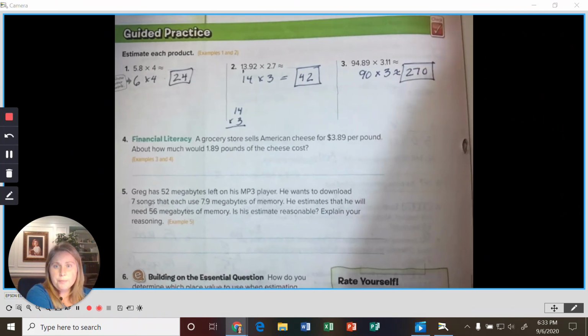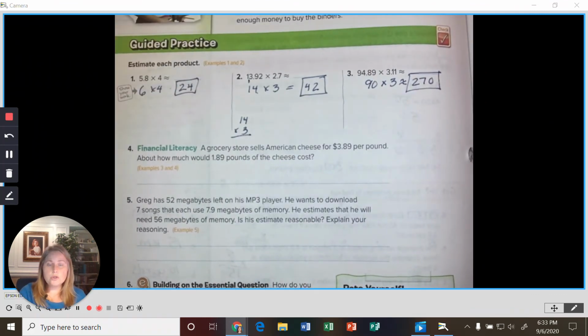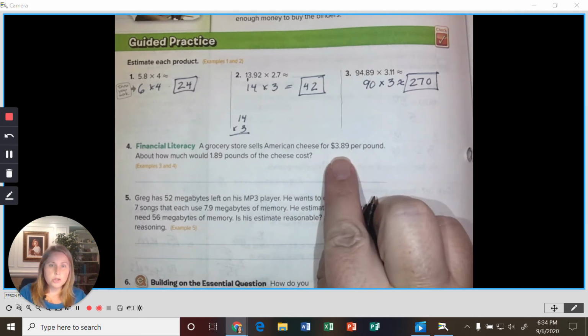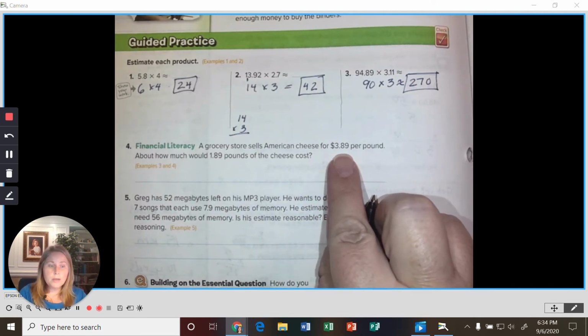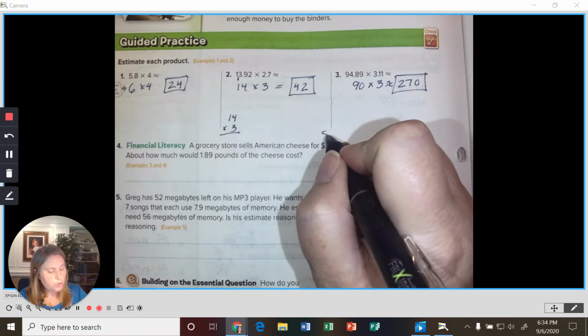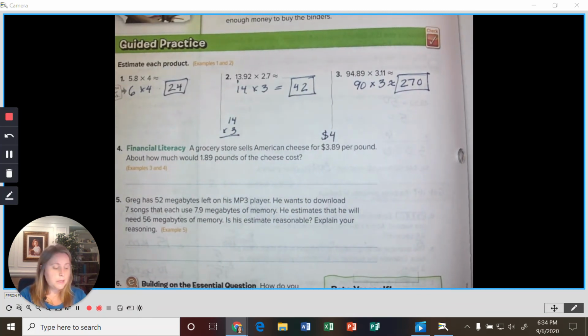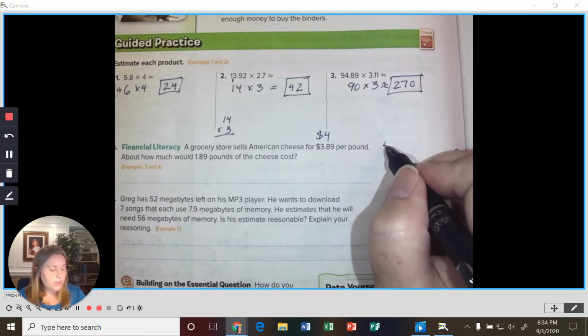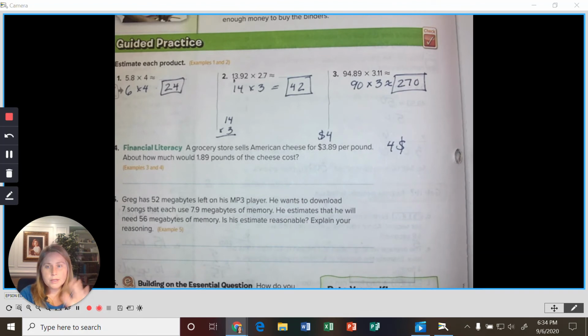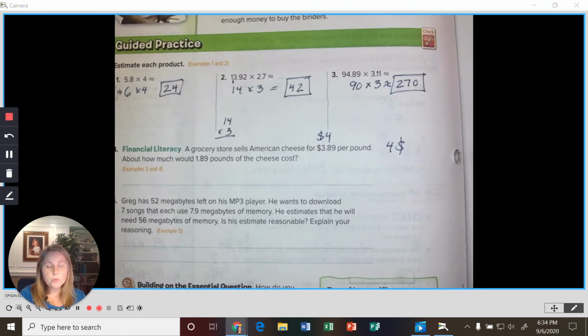Number 4, financial literacy. A grocery store sells American cheese for $3.89 per pound. About how much would 1.89 pounds of the cheese cost? And I want to pause right here. We're going to talk about the dollar sign. So first of all, we're going to round that to $4, okay? And you might have some people who say, well, I just write my dollar sign after the 4 because I want to, and it doesn't matter. Well, actually, it does matter.